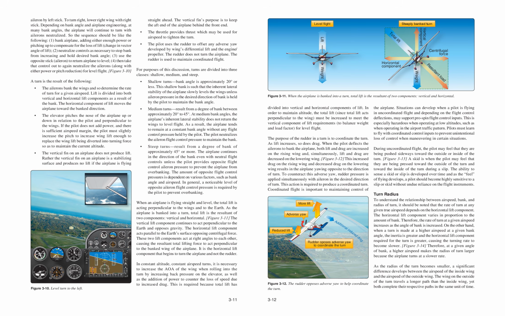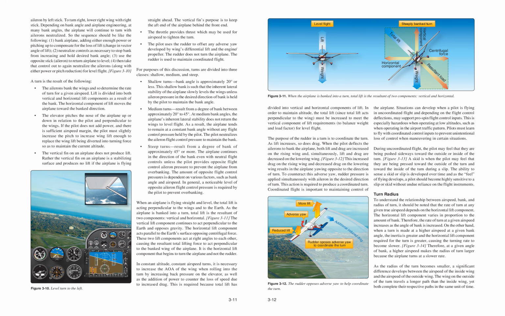For purposes of this discussion, turns are divided into three classes: shallow, medium, and steep. Shallow turns: bank angle is approximately 20 degrees or less. This shallow bank is such that the inherent lateral stability of the airplane slowly levels the wings unless aileron pressure in the desired direction of bank is held by the pilot to maintain the bank angle.